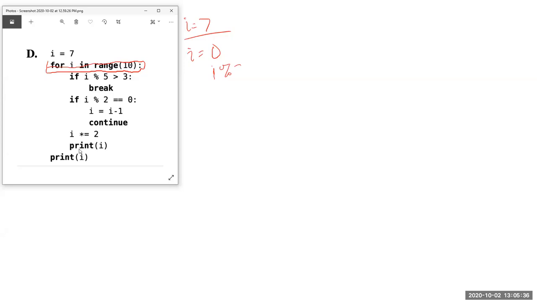I modulo 5 greater than 3 is false, so it doesn't break. I modulo 2 equals 0 is true. Hence, I is I minus 1, which means 0 minus 1 equals minus 1, and then continue.